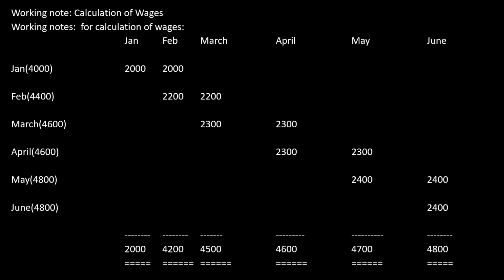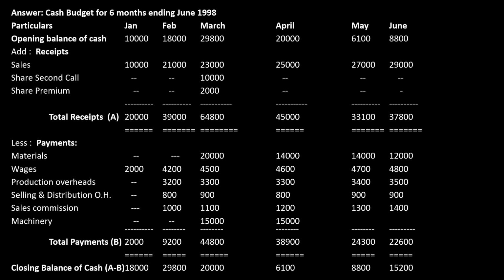Now we make the total for all the columns. Okay, now we'll go to the real answer. So here, this is how you do it. The same way, particulars, how many columns are here? 6 columns plus 1, particulars is 7. Then opening balance is given for January is 10,000. Okay, we do the posting now.